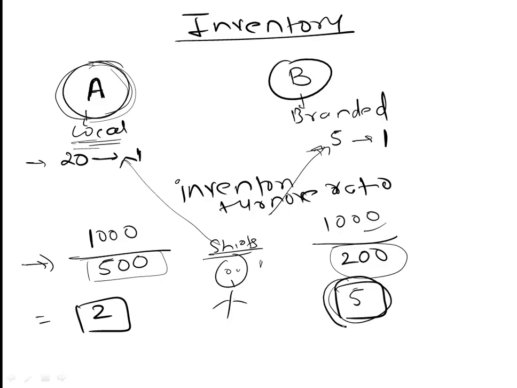What conclusion we can draw is that generally, the higher the ratio, the better it is, which means that this 5 is better than 2. It makes sense because you invested a lesser amount into your inventory and you could make a larger amount of sales. Now what is the intuition behind this 5? Let's have these numbers in mind, 1000 and 200.